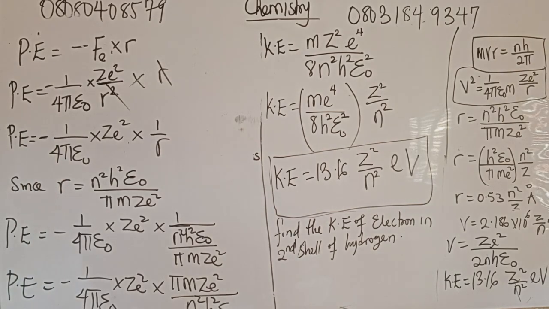You have that. Then what do we do? Let us do the mathematics. Pi cancels pi, epsilon cancels epsilon. Which one cancels which one? Do the mathematics. Then let's work from here.